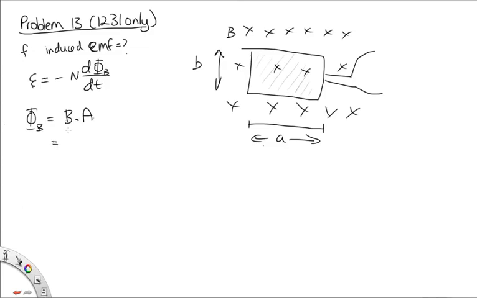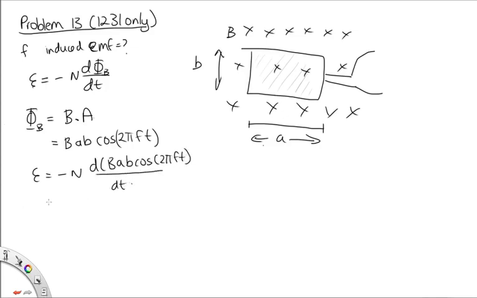So how we can write this, B is constant, so it's B. We've got this area is ab, but then because of this dot product, we've got the cos 2πft to describe the angle between the area and the magnetic field. So now we can substitute this in here to work out what our EMF is going to be. So our EMF will be equal to minus n d(Bab cos 2πft)/dt. And so this is equal to minus nBab. When we take the derivative of this, we get 2πf, and then that'll be sine 2πft.